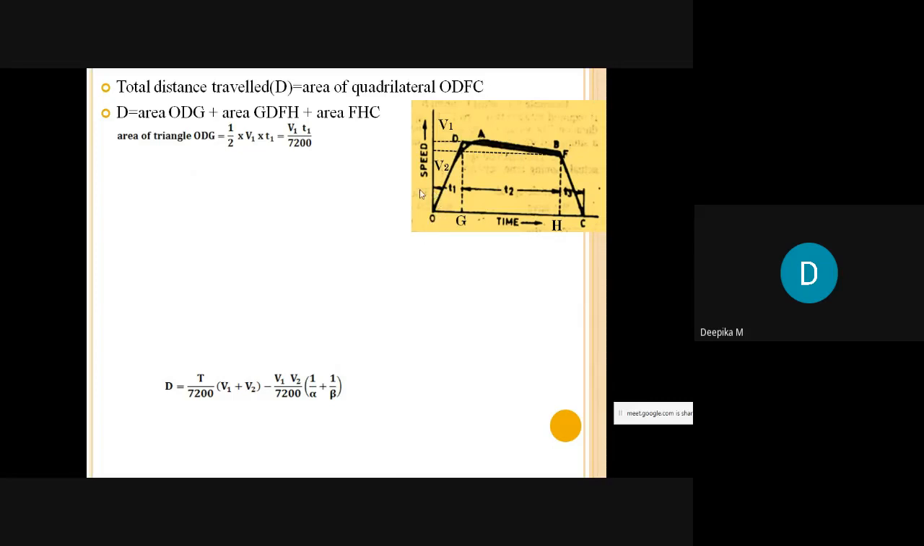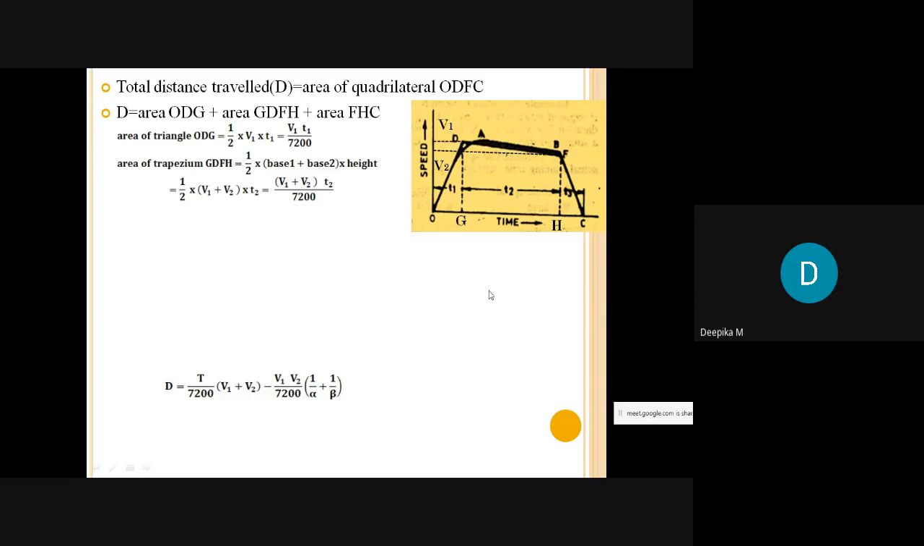So this is half into height, which is nothing but V1, and base is T1 by 3600, which is nothing but T1 divided by 7200. What is the area of the trapezium? The trapezium is nothing but GDFH. You can see here, this is the area of the trapezium again. So it is nothing but half into (base 1 plus base 2) into height.